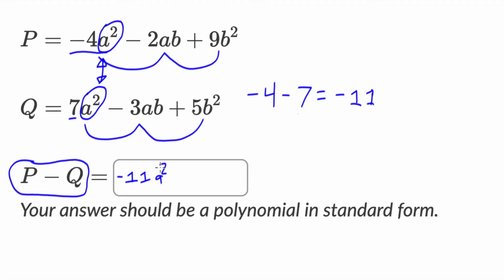Okay, so let's write down negative 11. But wait, there's more. Don't forget the variable, so a squared. Negative 11a squared. So now let's go look at our next term. Let me maybe use a different color. Let's use this light blue.